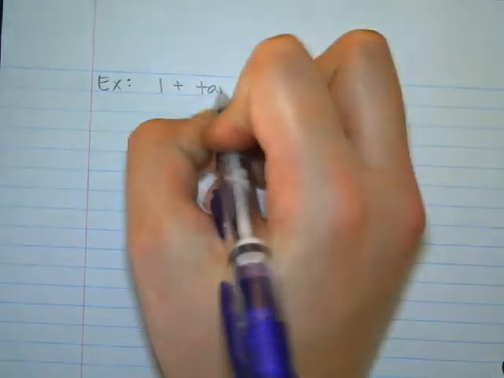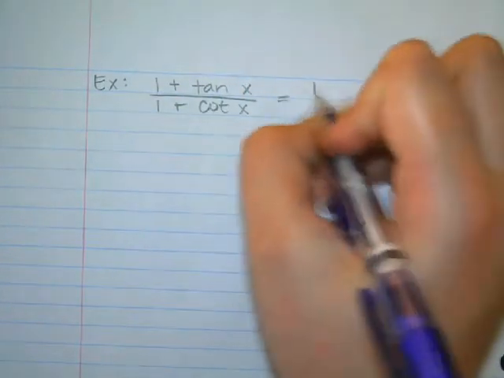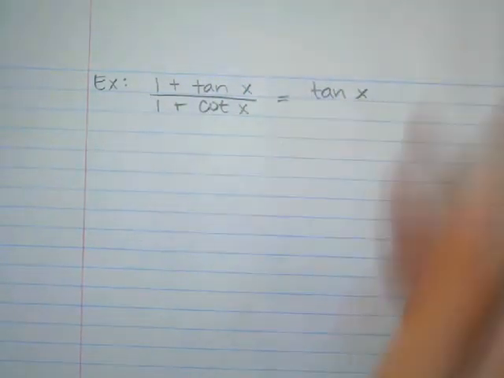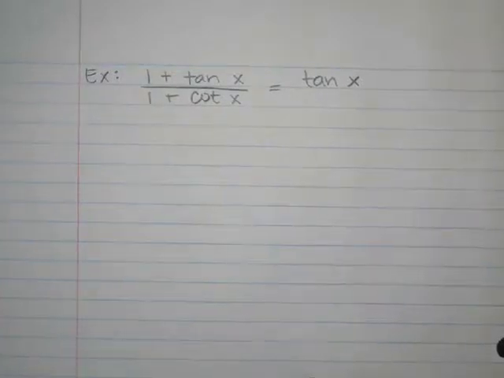One last example before I let you guys practice on your own. We're going to do 1 plus tan x over 1 plus cotangent x equals tan x. I should have written it backwards just so that we'd have to do one on the right side. All right, which side is more complicated? Definitely the left side, right?